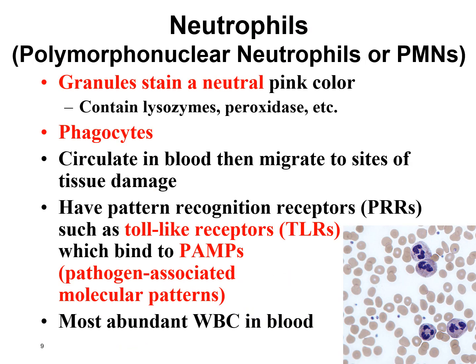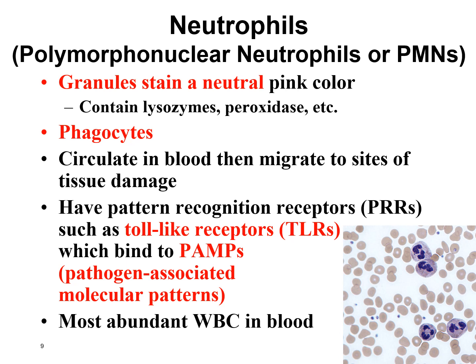So let's take a look at our granulocytes first. We'll start with the neutrophils. They're called neutrophils because their granules stay in a more neutral pink color. And their nucleus is segmented. It's kind of pinched off in places. And their big job is they're phagocytes. So they will go around and eat things. They're not picky. Anything they find that doesn't belong there, they will eat.